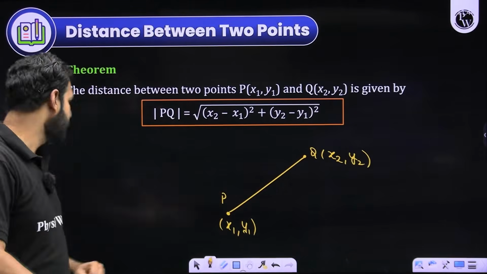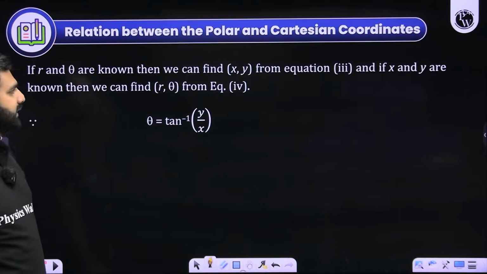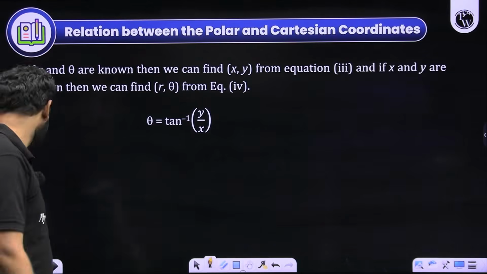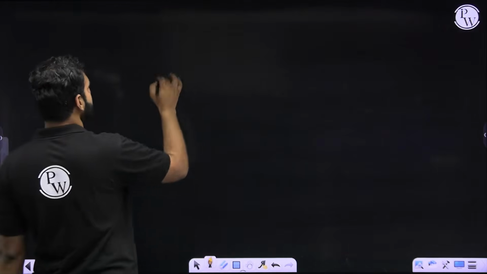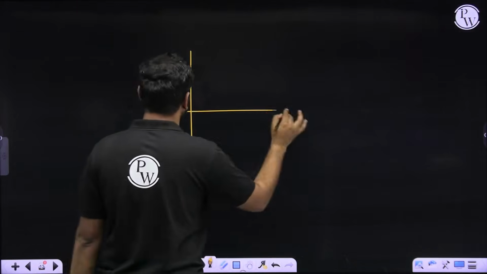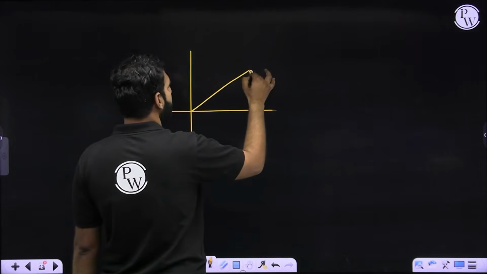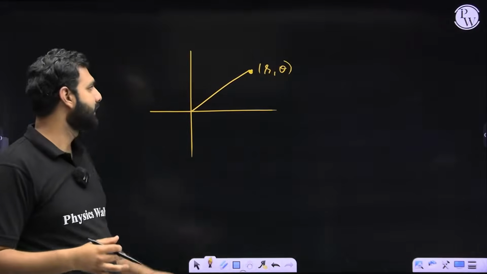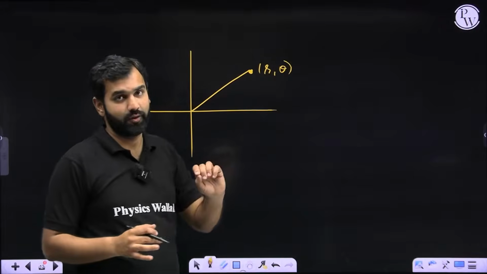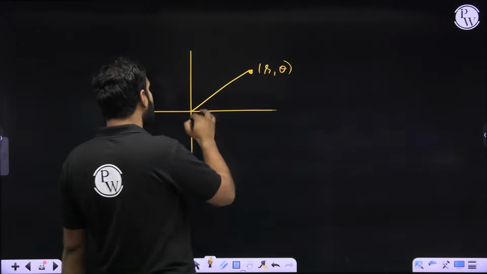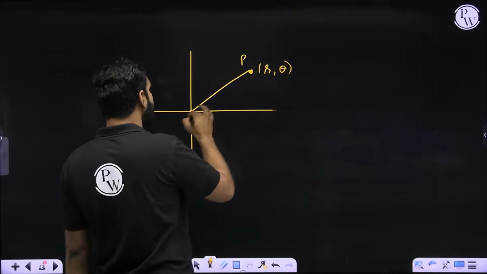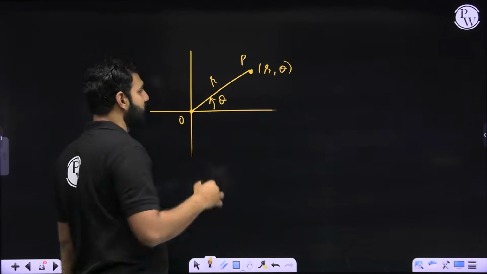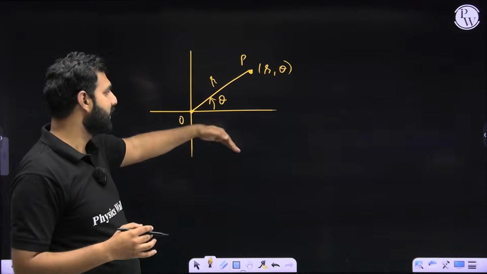Now, there is one more thing which is striking my brain, that let's say I'm given this polar system and I wish to convert it into Cartesian system. So let's say this is your polar system and this is the point which is given by r comma theta. Now, let's say r and theta are given to me. What is the meaning of r? R means the distance of this point P from origin. So that's your r. What is theta? Theta is the inclination of this OP vector from the x-axis.